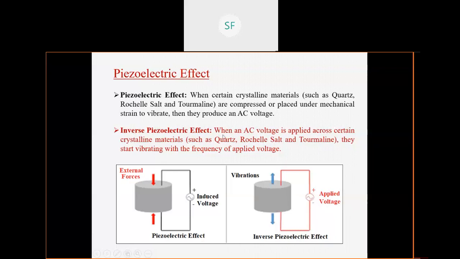So what is the inverse piezoelectric effect? When an AC voltage is applied across certain crystalline materials such as quartz, Rochelle salt, and tourmaline, they start vibrating with the frequency of the applied voltage. So these two effects you should remember. The piezoelectric effect means when you apply external force, AC voltage will be induced. And the inverse piezoelectric effect means when you apply voltage, the crystal starts vibrating with a frequency equal to the frequency of your applied voltage. Is it clear?